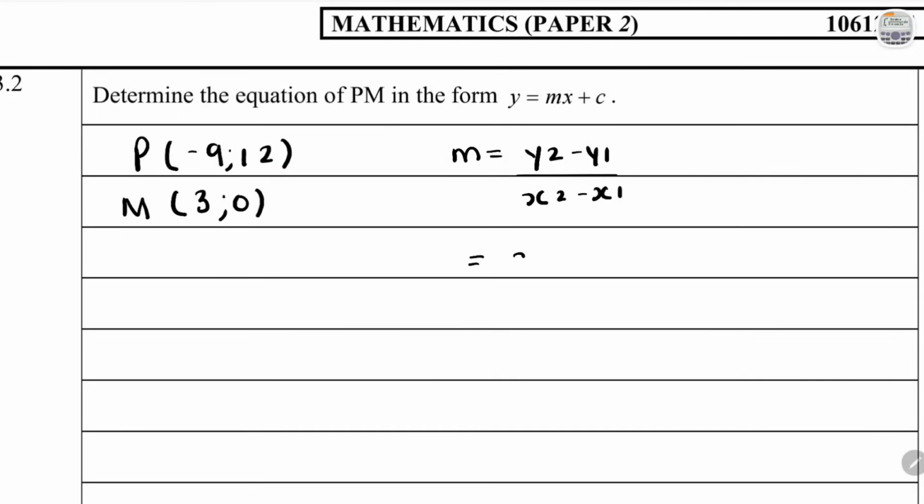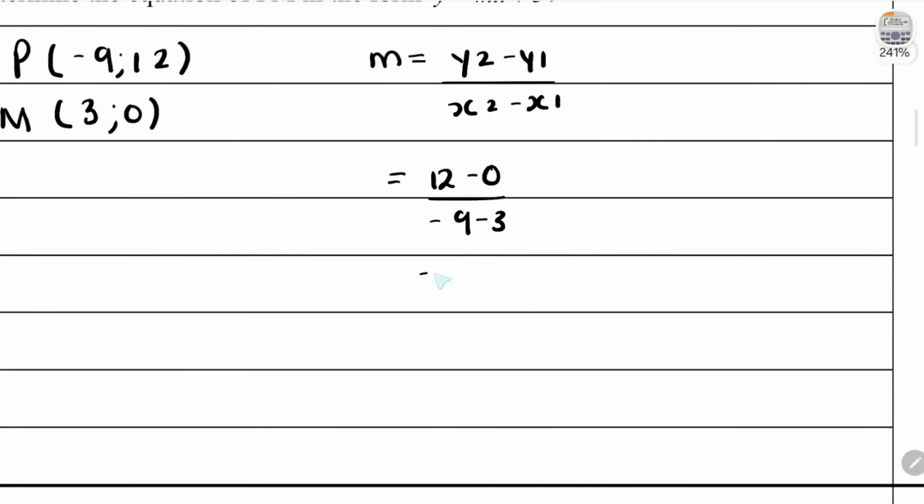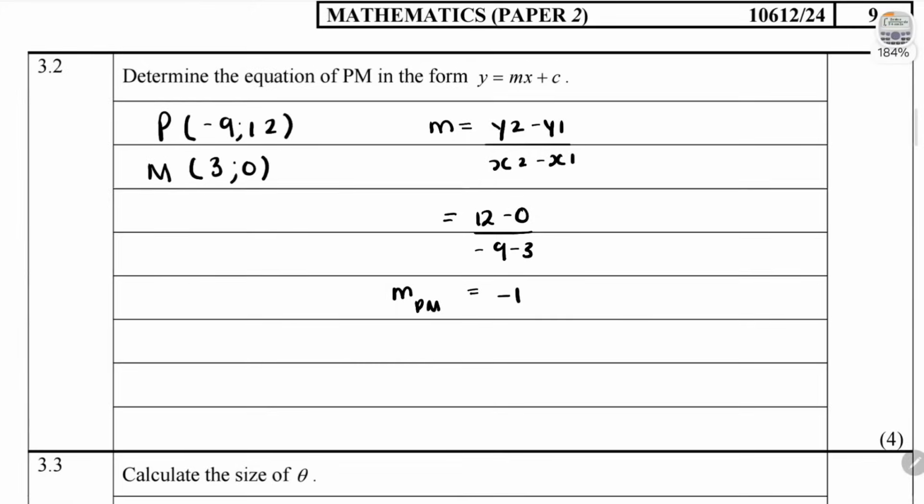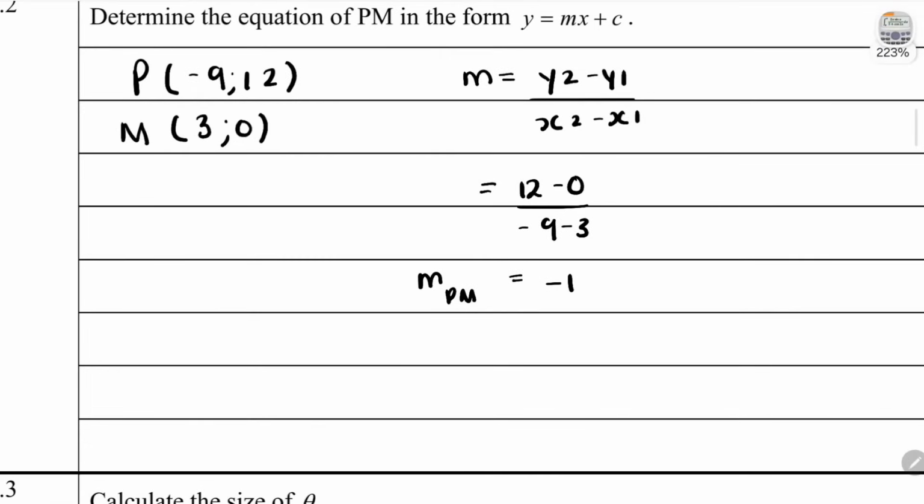So 12 minus 0, and then negative 9 minus 3. So 12 minus 0 is still 12. Negative 9 minus 3 is negative 12. So the gradient of PM is equal to negative 1. And now that we have the gradient, we can find the equation.